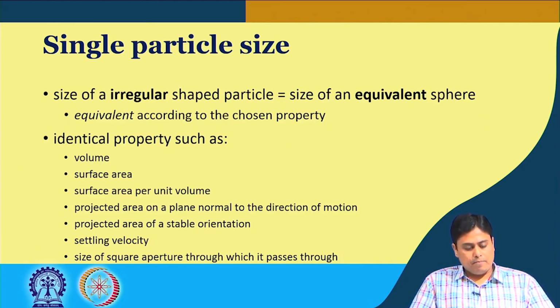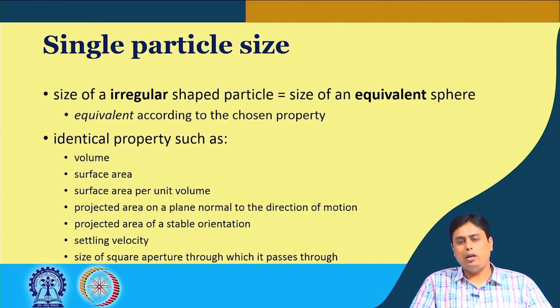And finally, another possibility is the size of a square aperture through which the particle passes during the screening or sieving operation. How do we separate different size particles? We take them on a screen, we shake or vibrate it, and then we separate different size particles through the overflow and the underflow. Now, the particles that go through that square aperture can be equated with a similar size sphere, and then we find out its diameter.